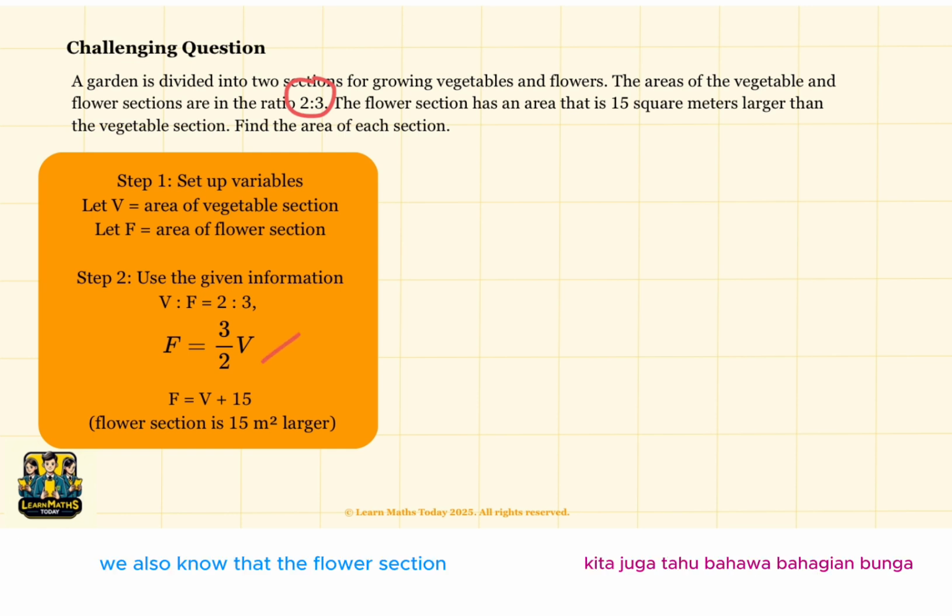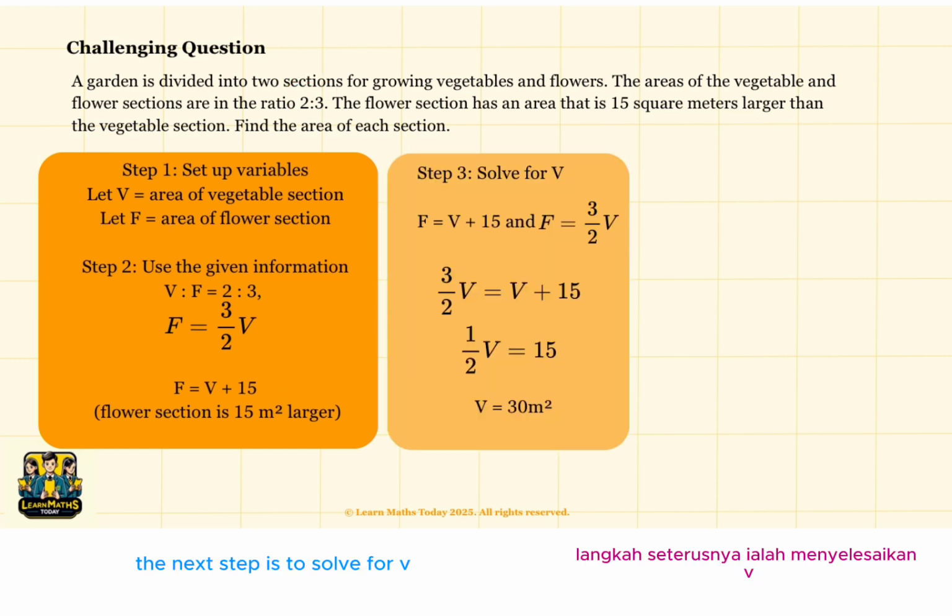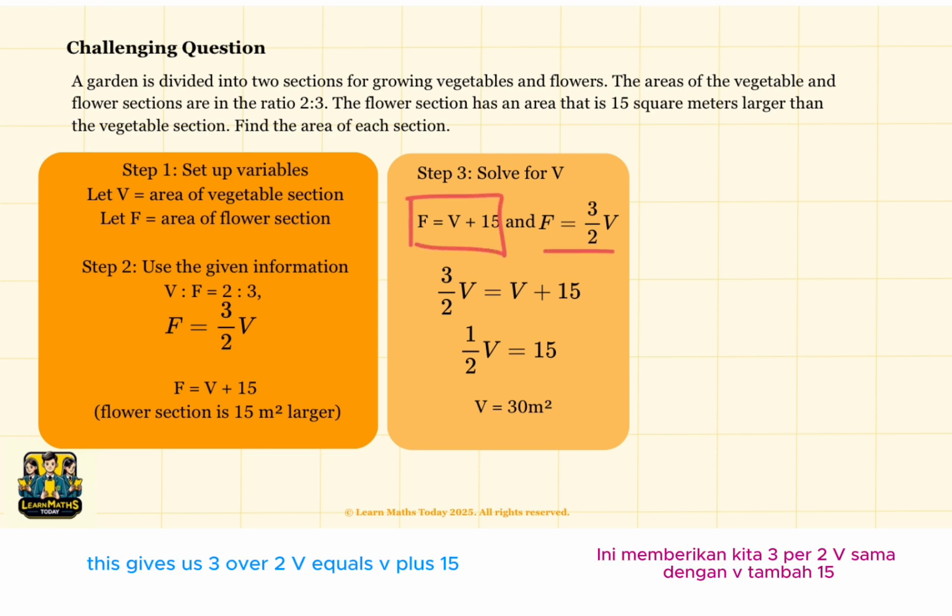We also know that the flower section has an area that is 15 square meters larger than the vegetable section. So we have another equation, which is F equals V plus 15. The next step is to solve for V. Since we have two equations, we can substitute F equals 3/2 V into this equation. This gives us 3/2 V equals V plus 15.